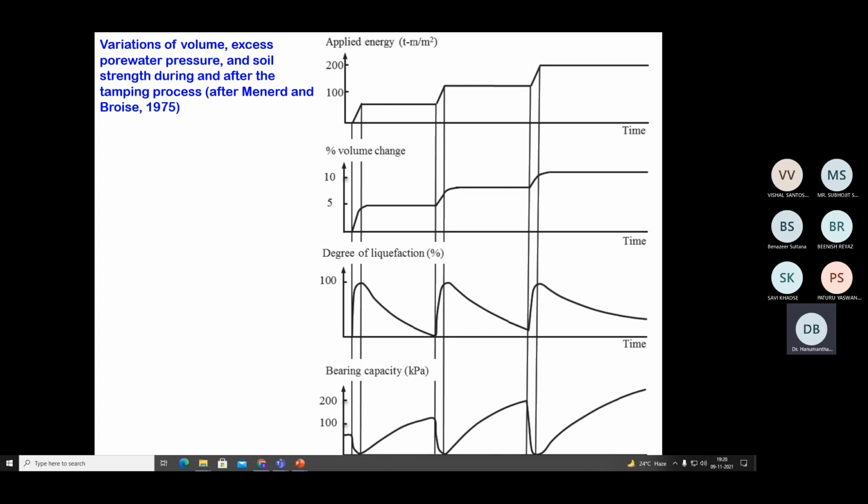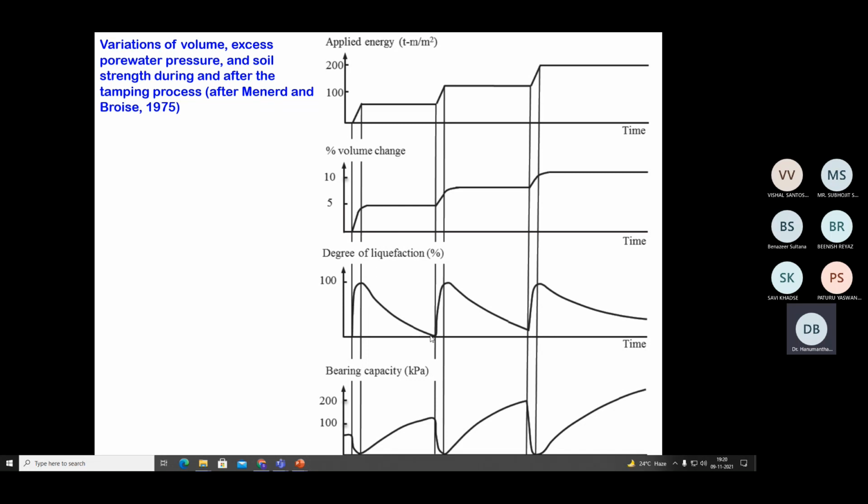Now, as a result of the drop of energy, you can see the increase in percentage volume change. For each drop, there is a definite change in the volume. So the percentage volume change increases, while at the same time, the reflection of the volume change is improvement in the form of a degree of liquefaction.